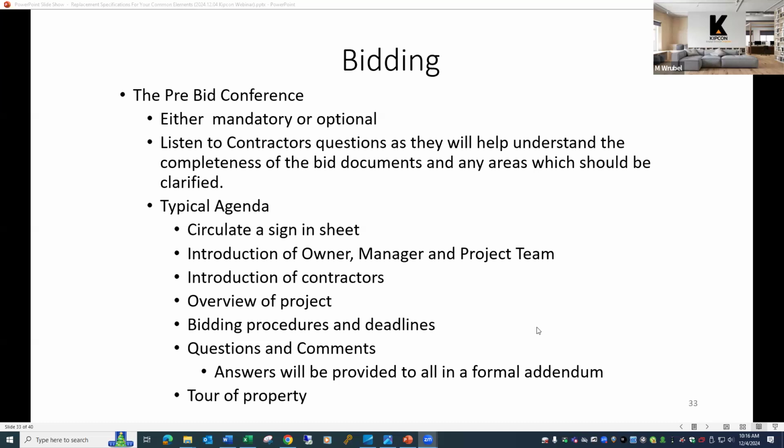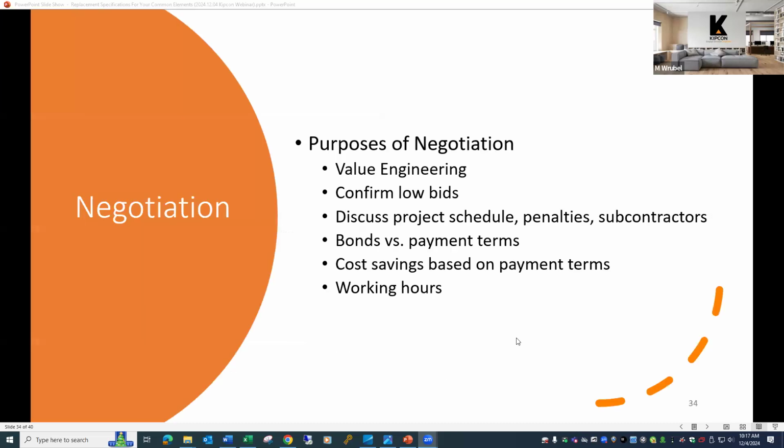And this is just the process for that pre-bid conference. So all the contractors sign in, so the owner knows who was present. We can take questions from the contractors. We can go over the scope of work, and if they have any questions regarding the bidding process, that should all come out during the pre-bid walkthrough.